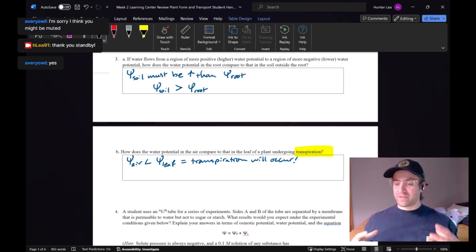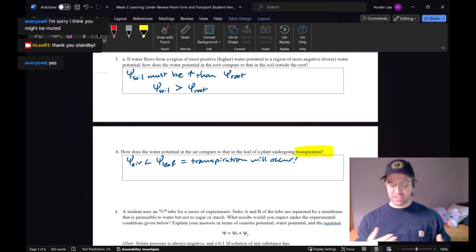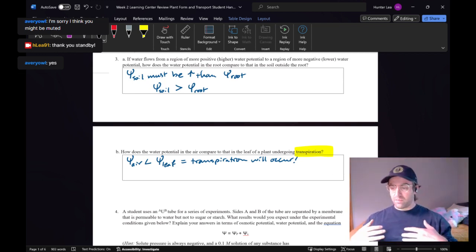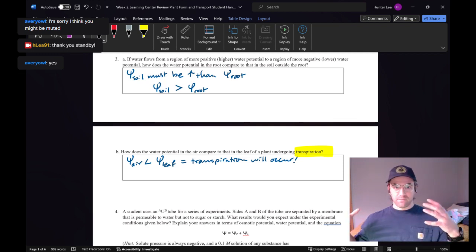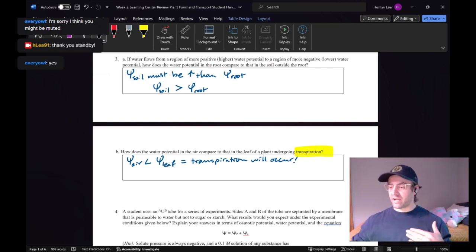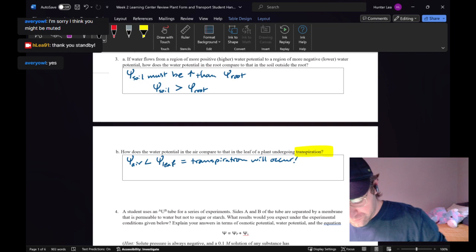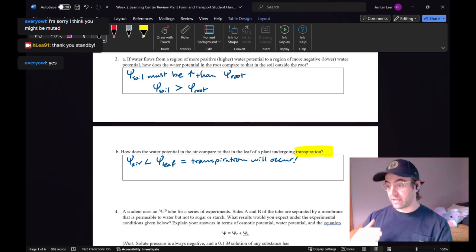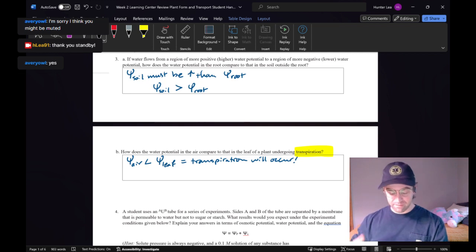So taking this a little bit further, reading beyond the text here, the water potential of the air on a hot, dry day is going to be much, much lower than on a warm, damp, rainy day, right? Where your humidity levels are really, really high. Transpiration will not occur at the same rate, or will occur at a decreased rate, because that water potential of the air is higher than the dry air.